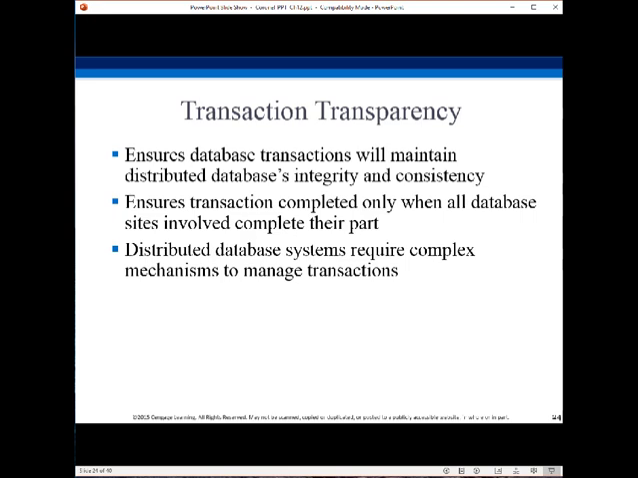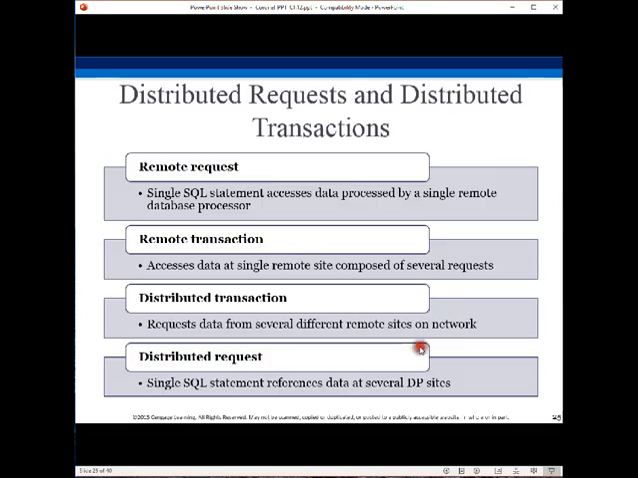With eventual consistency, the update will be made to the Washington, D.C. computer, and the transaction coordinator will use one of a variety of distributed update methodologies to eventually get the transaction manager in Redmond to update the data. And here we see a couple of different types of transaction classification: remote request, distributed request, and remote and distributed transactions.